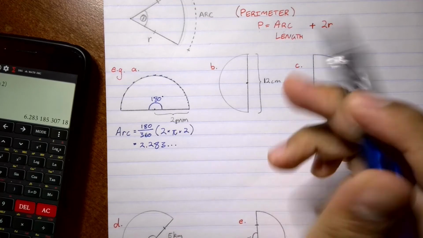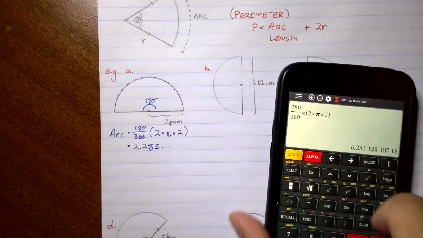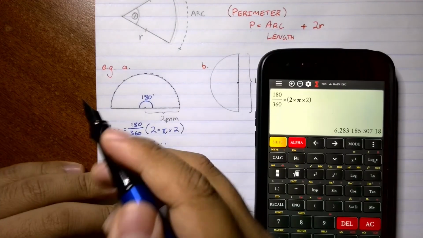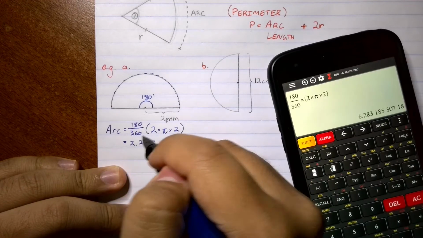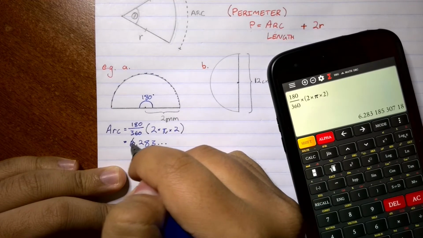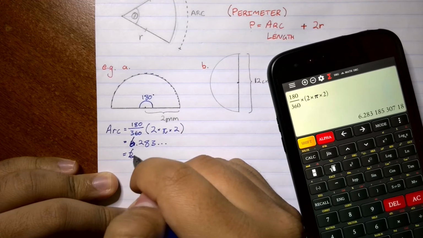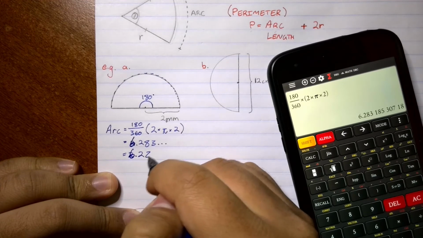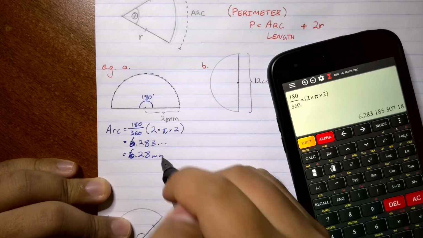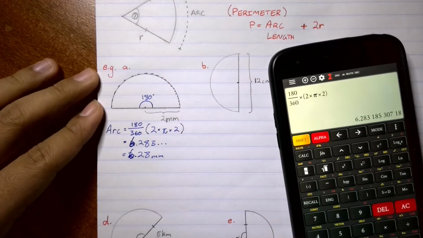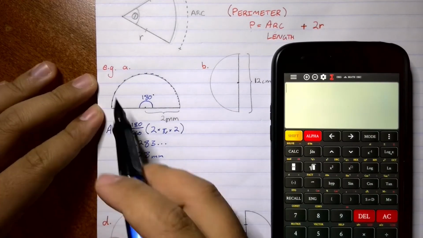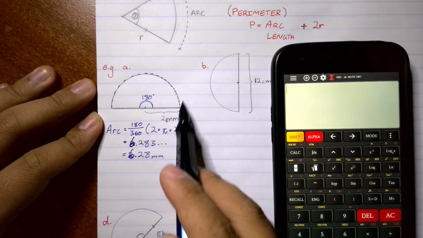We get the arc length being 6.28, which we will round off to 6.28 millimeters. So that is just the arc length.